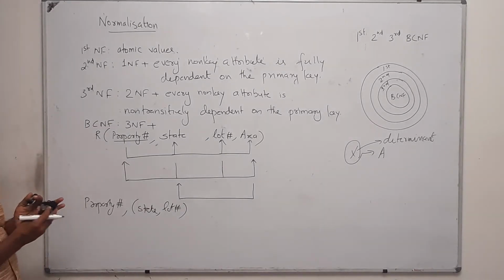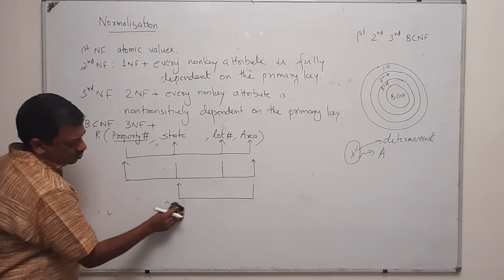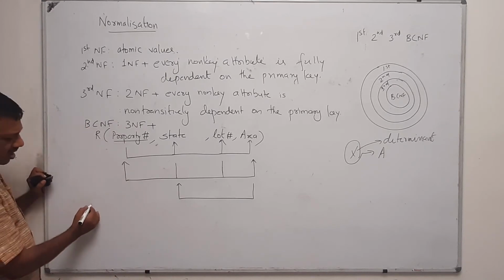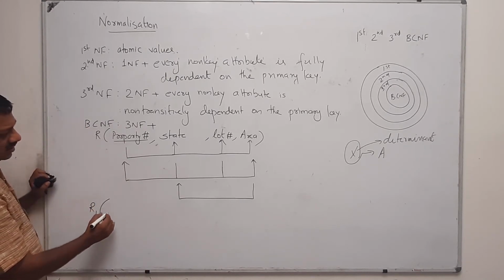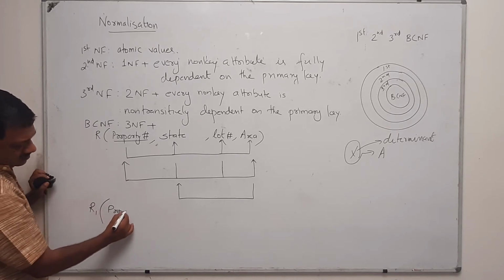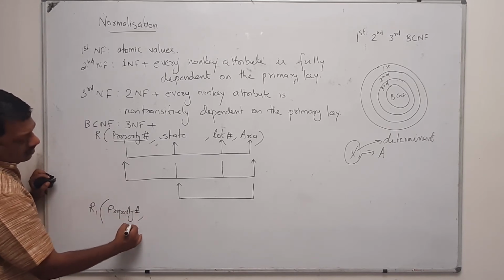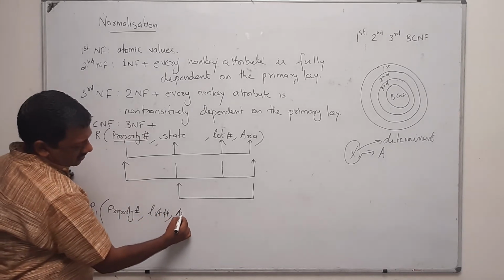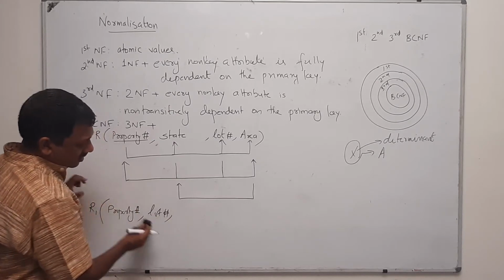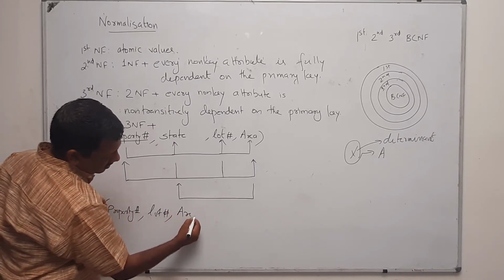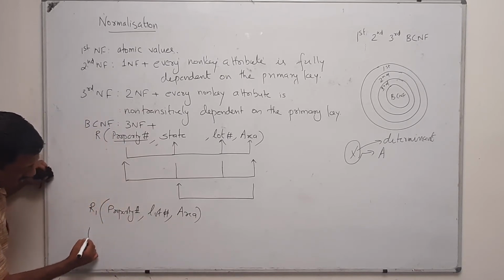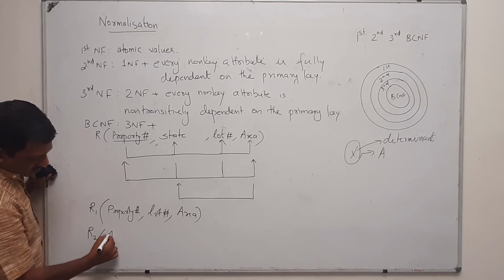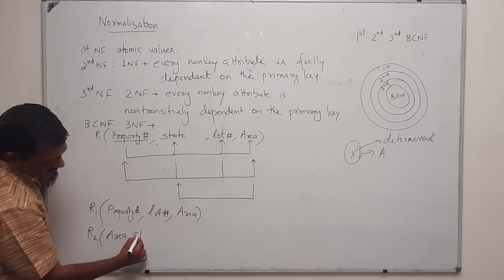So in that case, I am going to decompose this into R1. R1 is property number, load number, and area. And I am going to have another R2: area, state.